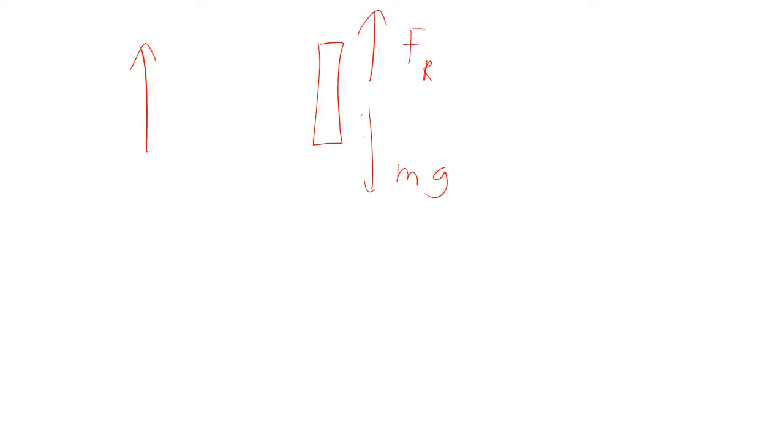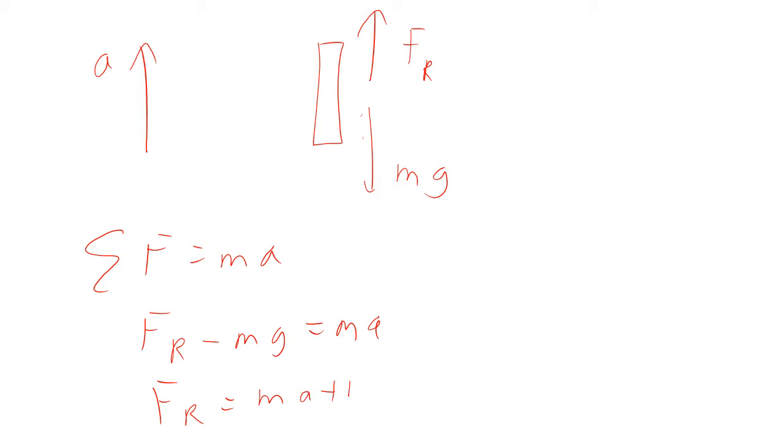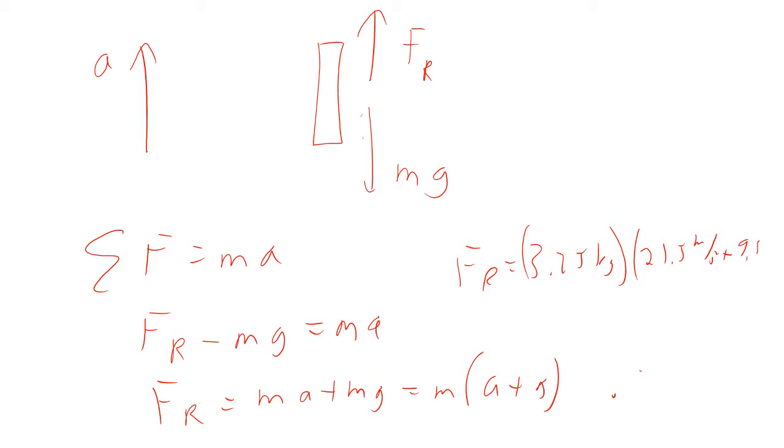It's accelerating upwards at this point, so the sum of the forces equals ma. So the rocket thrust minus mg equals ma. The rocket thrust is going to be ma plus mg, in other words, m times (a plus g). I'm going to write that up here where there's more room. So that's 3.25 kilograms times (21.5 meters per second squared plus 9.81 meters per second squared). So the rocket thrust is going to be 102 newtons.